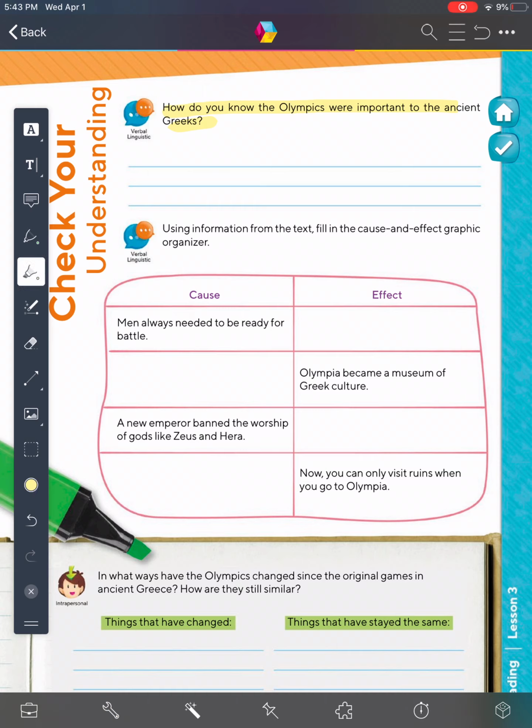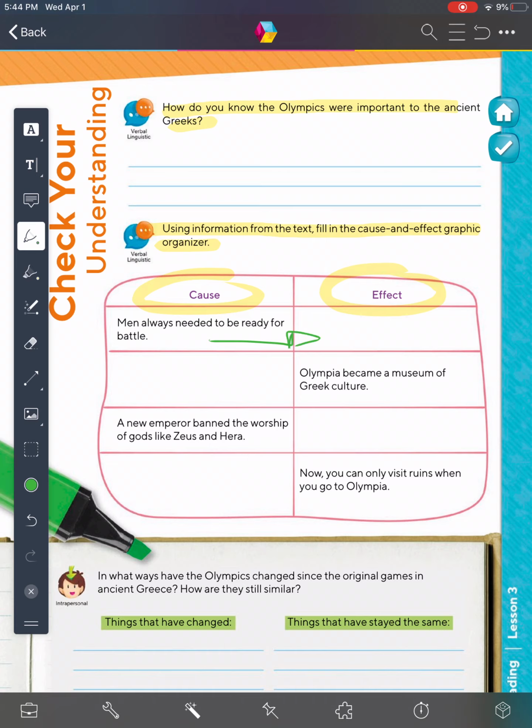The next exercise, let's read it together too. Using information from the text, fill in the cause and effect graphic organizer. So on the left side, you have some causes and on the right side, you have effects. So you have to find the one that is missing. For example, men always needed to be ready for battle. That's what they needed. So how do they do it?